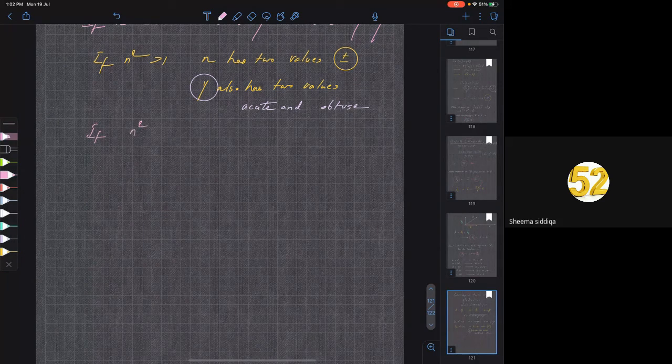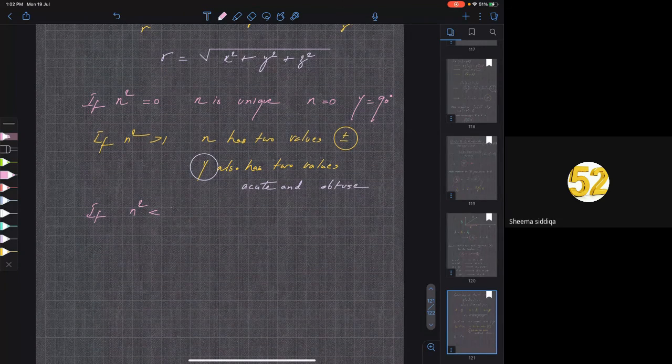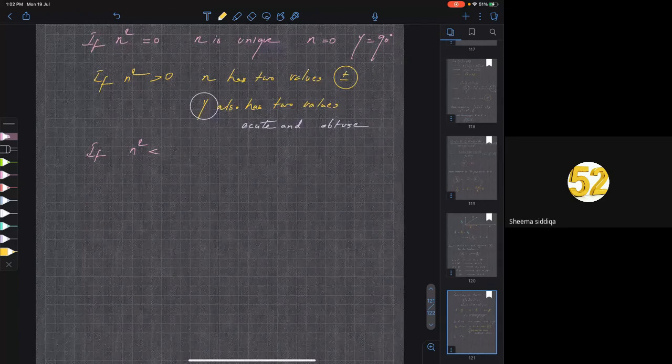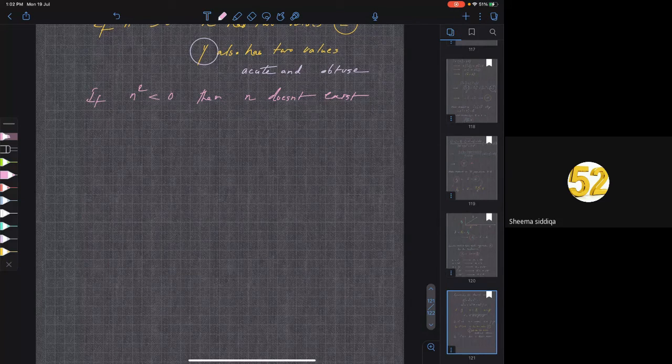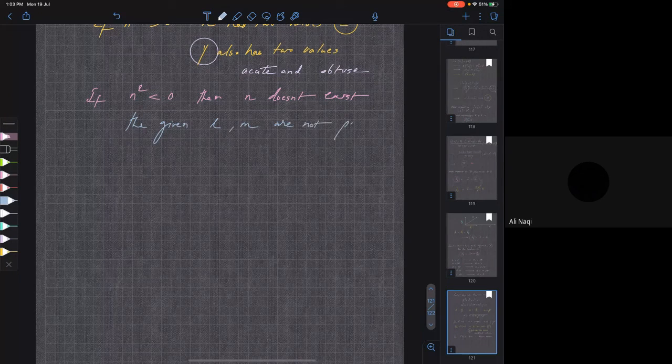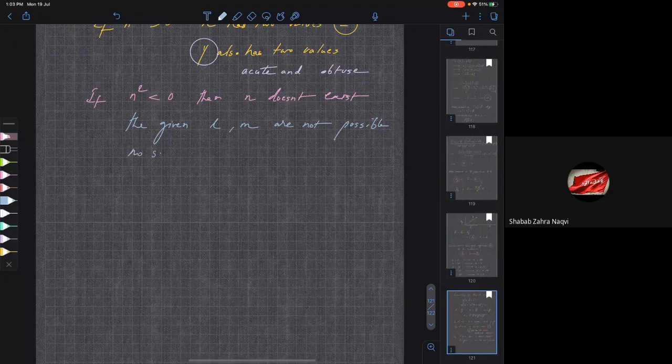Now if n square is less than, sorry, did I write greater than 1? It should be greater than 0. If n square is less than 0, then n has no real value, or n doesn't exist. That means the given l and m are not possible. Clear? We saw this from the example of cones. If the cones intersect, it is possible; if the cones do not intersect, that is not possible. So the given l and m are wrong. No such vector exists.